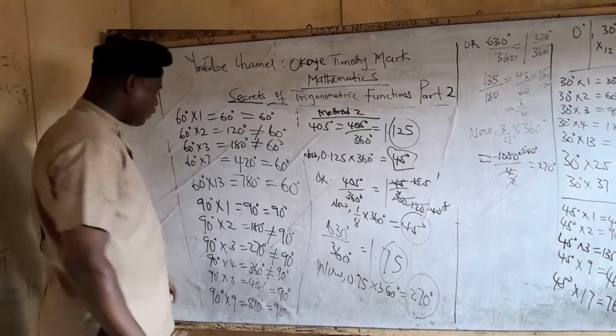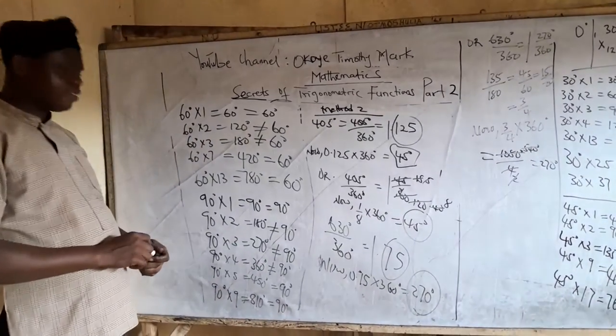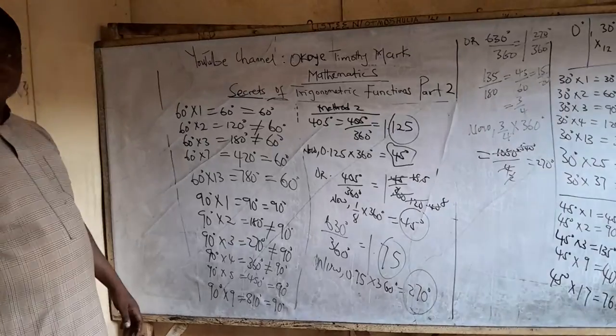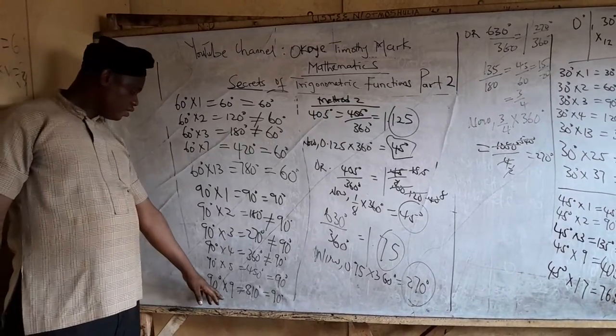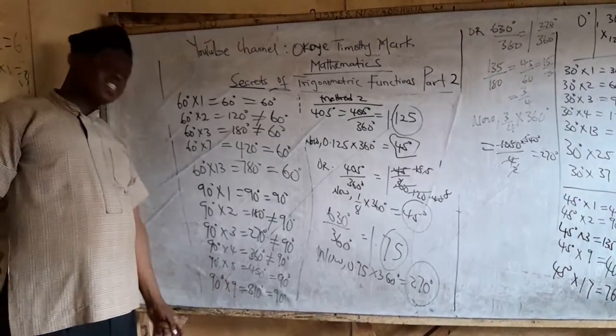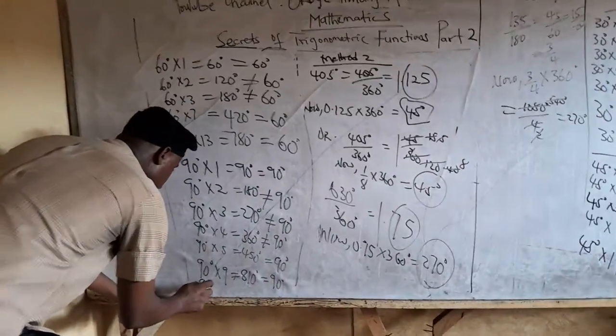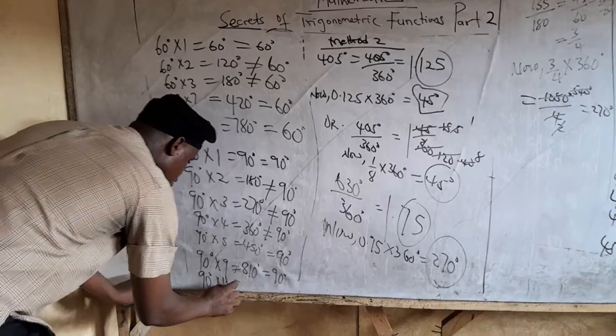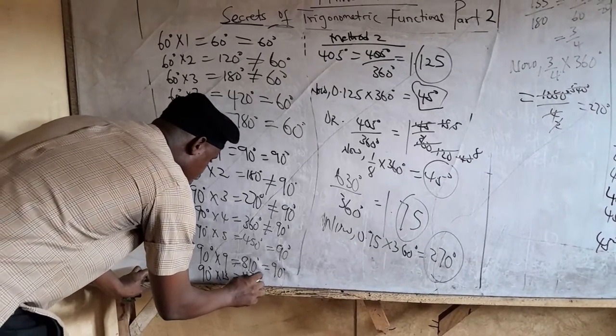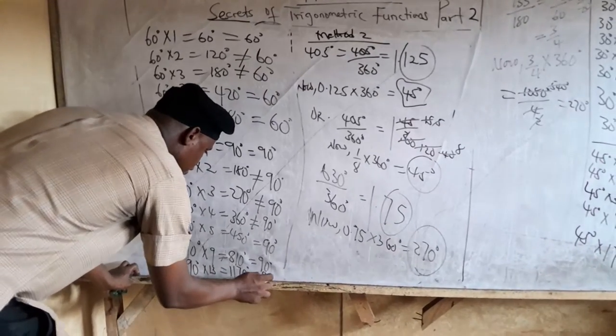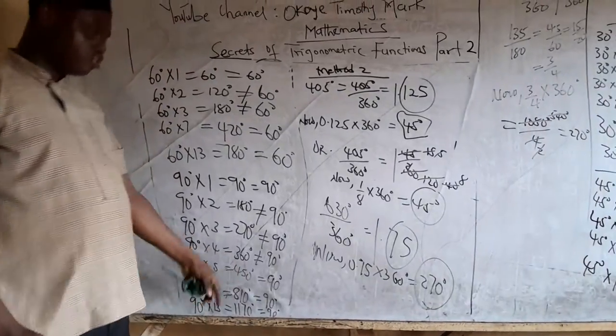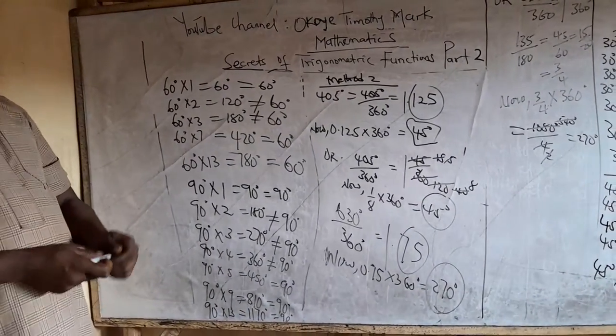If I do another 4 interval, that is 13. And 90 times 13 is 1170, and that is exactly 90 degrees. So whatever, if I'm looking for these angles, it is just about adding 360 degree intervals.